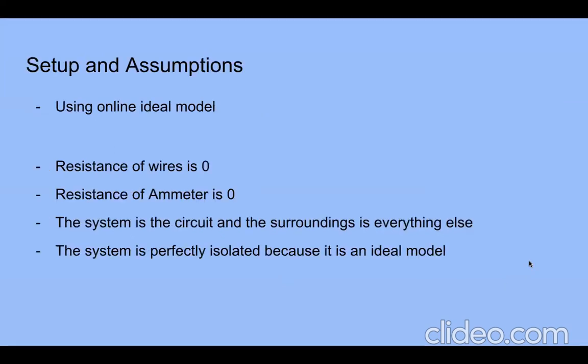And setup and assumptions, we're using an online ideal model. So the resistance of wires and ammeters, instead of being really low, will just be 0. And the system's perfectly isolated because we can have an ideal model because it is online.